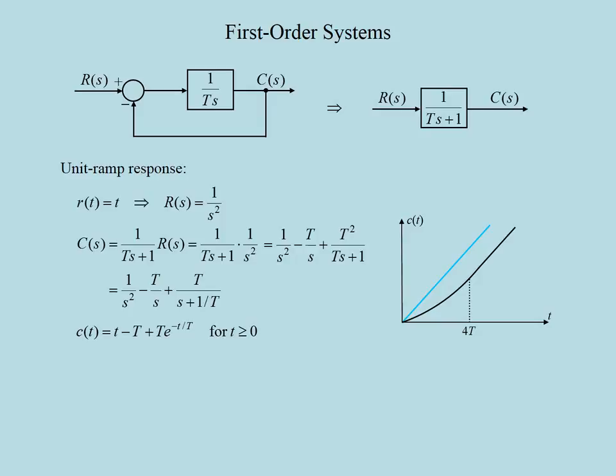In fact, this final value of the error can be obtained by subtracting the output from the reference input and taking the limit as t goes to infinity, and that will yield the error as T.